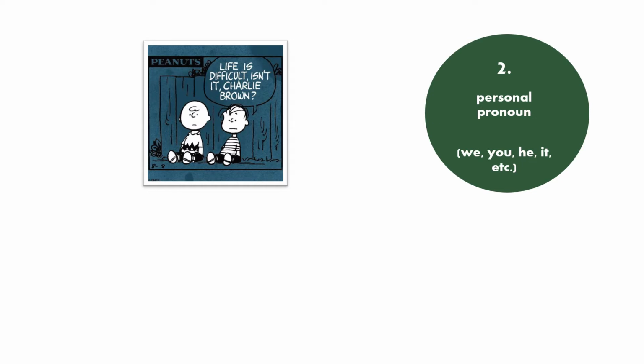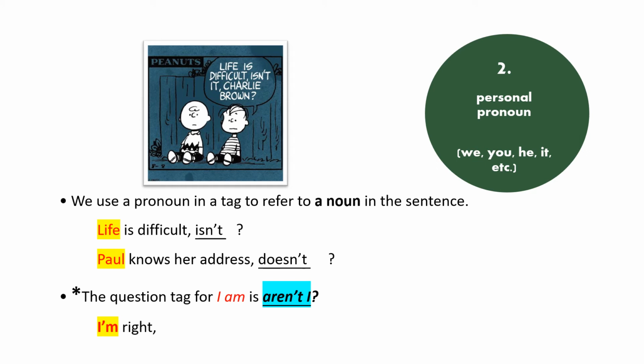The second part of a question tag is the personal pronoun. We use a pronoun in a tag to refer to a noun in a sentence. For example, life is difficult, isn't it? The it here refers to life. In the second example sentence, Paul knows her address, doesn't he? The pronoun he refers to Paul.